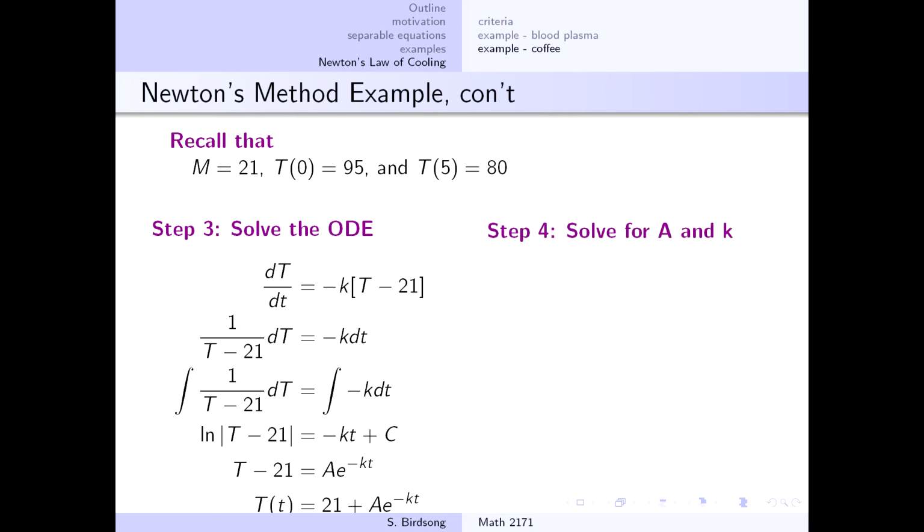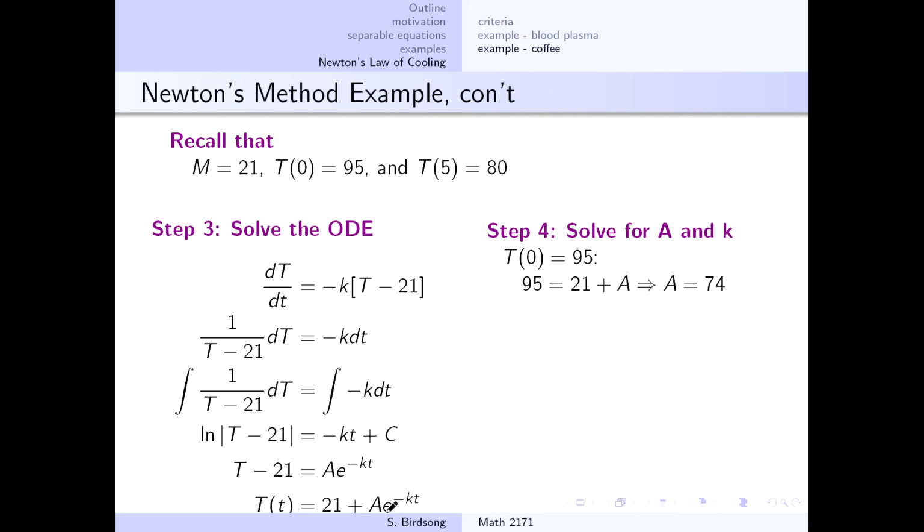K we also don't know yet. But we have two pieces of information: initial temperature and then temperature 5 minutes later. So we'll be able to solve for a and k. Really, really nice one is initial temperature. So here we'll plug in t equals 0.